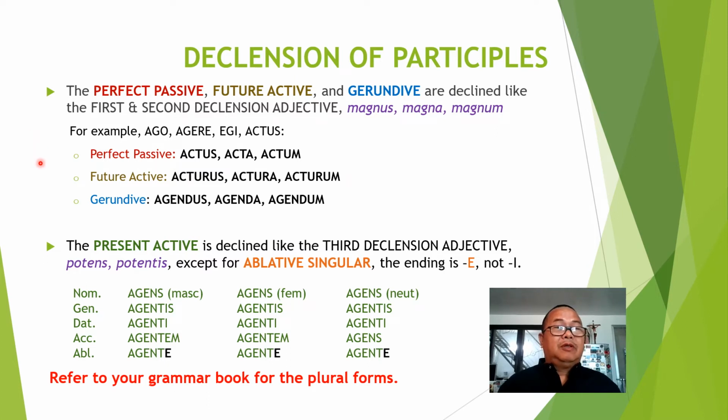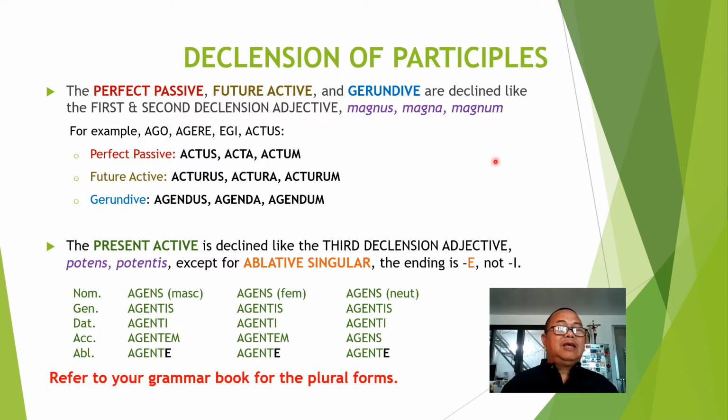So, therefore, you have to give the correct form of the declension, whether masculine, feminine, or neuter, and then the different cases and the different number. So, the perfect passive, future active, and gerundive, all of them ending in us, a, um: actus, acta, actum, acturus, actura, acturum, agendus, agenda, agendum. Declined like manius, mania, manium.